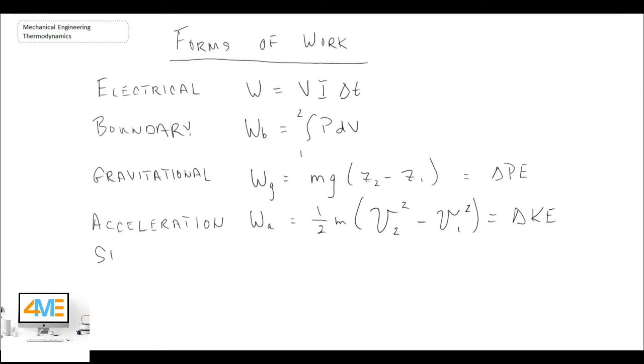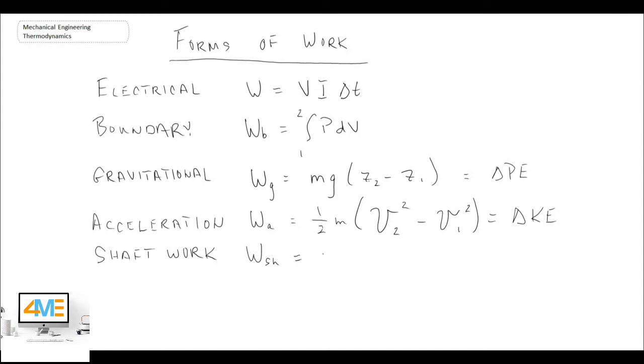Shaft work. This is when you have a shaft going across your control boundary, and there's a rotating shaft at a given torque requiring the rotations. So for example, if we have an impeller within our control boundary that is churning the fluid and creating heat, well, that can be attributed to shaft work. And we talked about that in an earlier lecture.